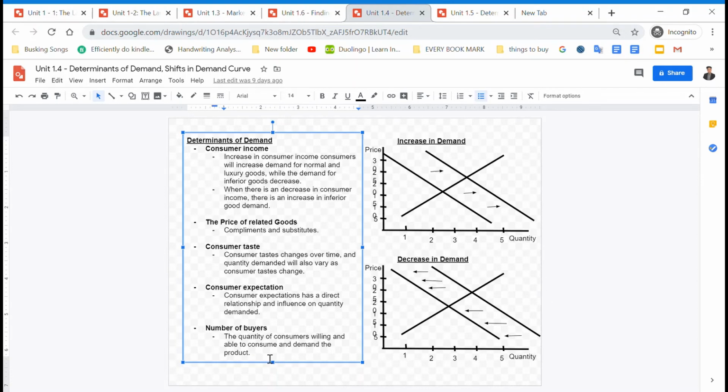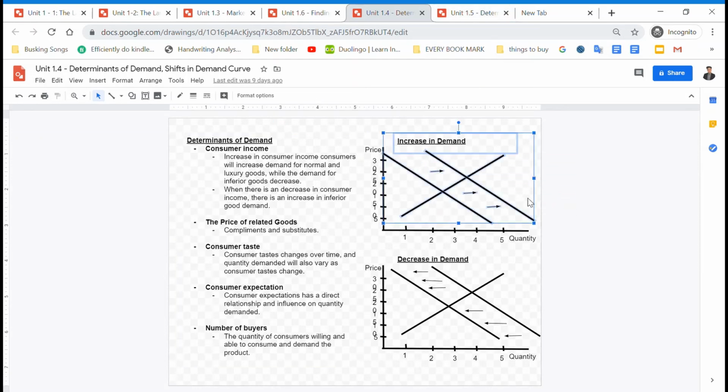Now, the next major determinant of demand is the number of buyers. Obviously, as the number of buyers increases, the demand and aggregate demand for a good will generally increase. However, when the number of buyers decreases, then normally the overall or the general demand for a good will also decrease. Okay. So these make sense.